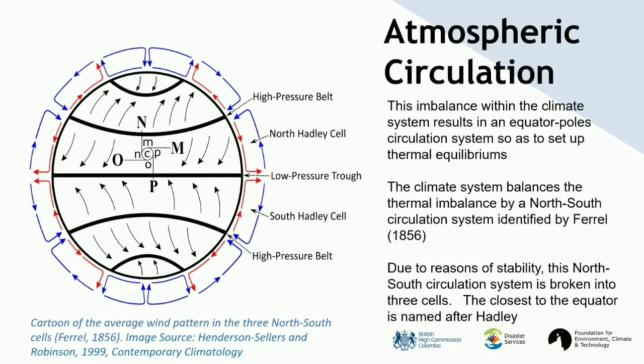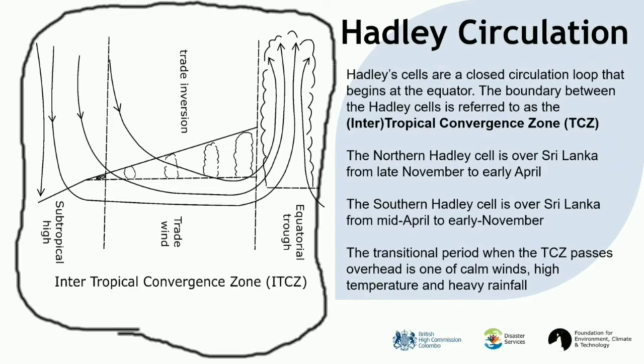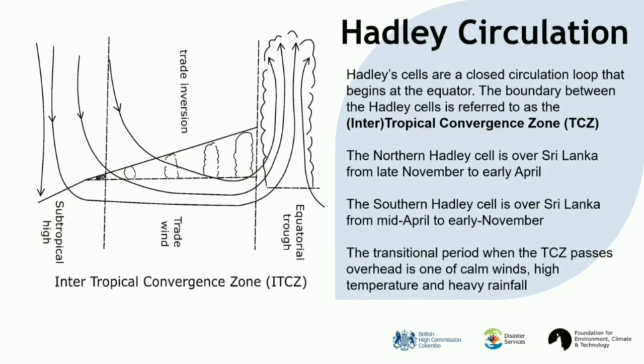This imbalance within the climate system results in an equator-pole circulation system so as to set up thermal equilibrium. The climate system balances the thermal imbalance by a north-south circulation system. Due to reasons of stability, this north-south circulation system is broken into three cells. In the next graphic, a cross-section of the northern Hadley lower half cell is shown. The cell closest to the equator is named after Hadley, and here warm moist air rising in the tropics spreads to north and south.